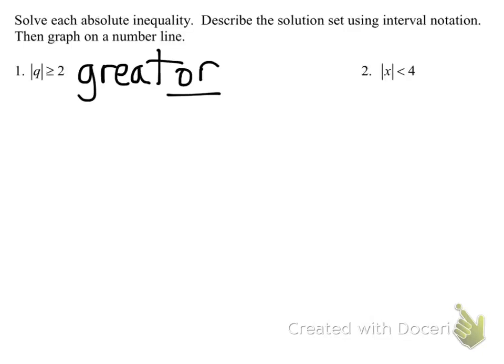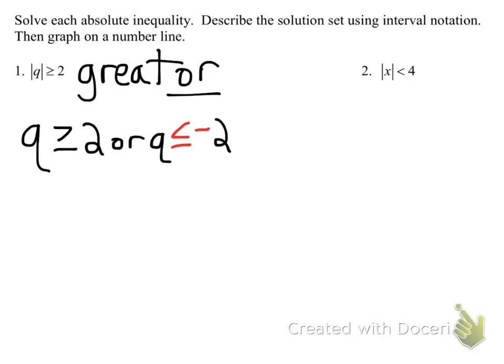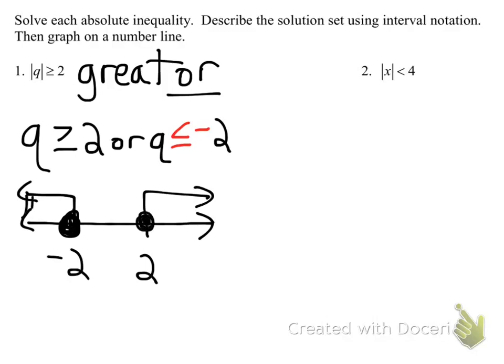Alright, our first example is the absolute value of Q is greater than or equal to 2, so it's an or problem. So again, we should be thinking of how the graph is going to look. Since the absolute value bars are alone, we can write our two inequalities: Q is greater than or equal to 2, or Q is less than or equal to negative 2. Again, switch the inequality sign and make 2 its opposite. We graph these on our number line. Since it's an or problem, they go away from each other. So greater than or equal to 2 goes to the right with a closed circle, and less than or equal to negative 2 goes to the left with a closed circle.